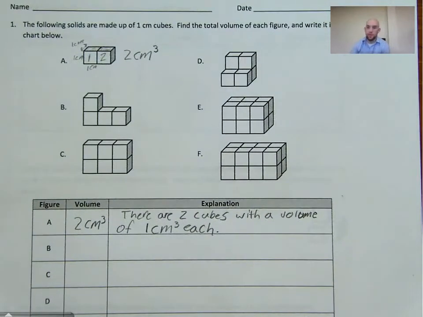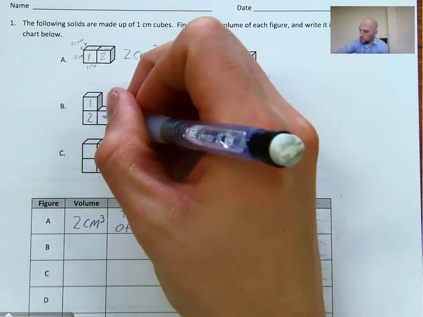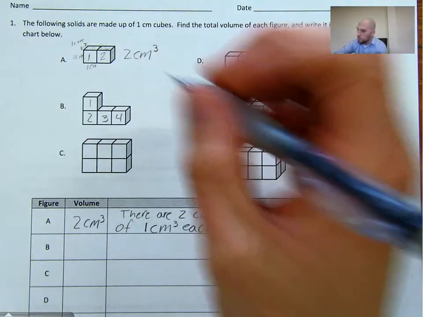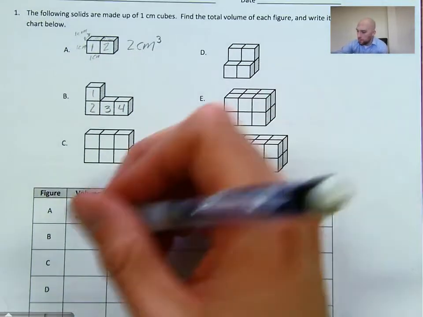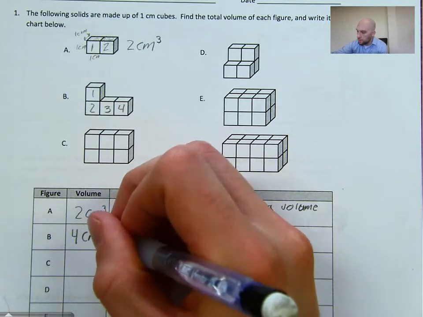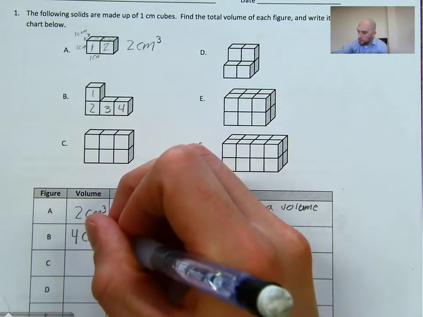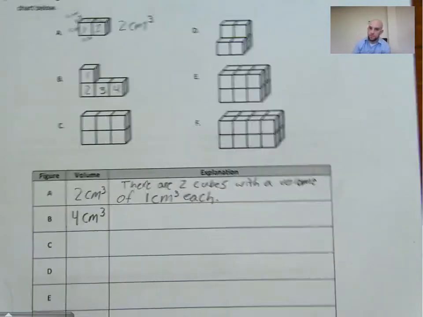So let's look at letter B. We'll count. We have 1, 2, 3, 4 cubes. And each one is a cubic centimeter. So we know that our volume will be 4 cubic centimeters. So 4 centimeters cubed.